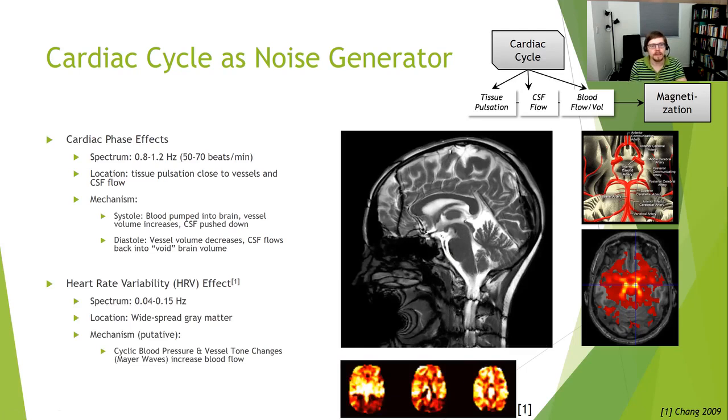There's also an effect of the cardiac cycle on a much slower scale, which is related to heart rate variability. So it's only 1/10 of Hertz and is widespread in the gray matter. The mechanism is not completely clear, but it's assumed that the blood pressure and the vessel tone change cyclically. And if the blood pressure increases, the blood flow increases, and cerebral blood flow, CBF, is one component of the BOLD signal.